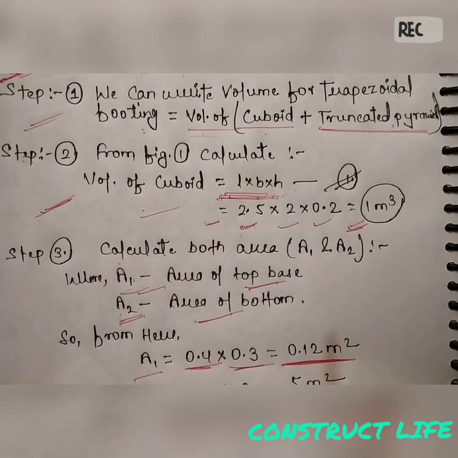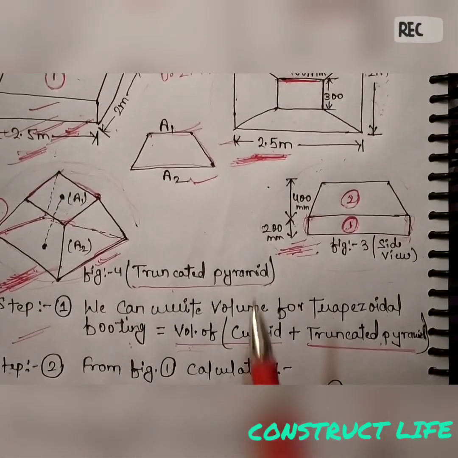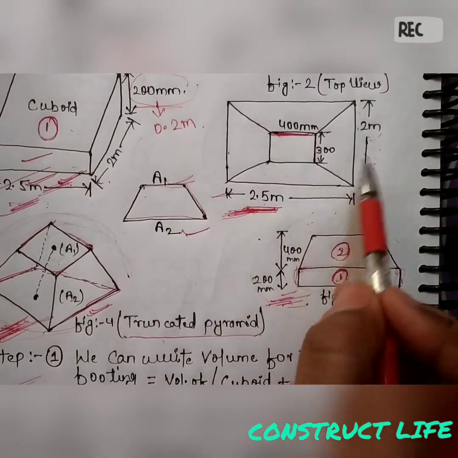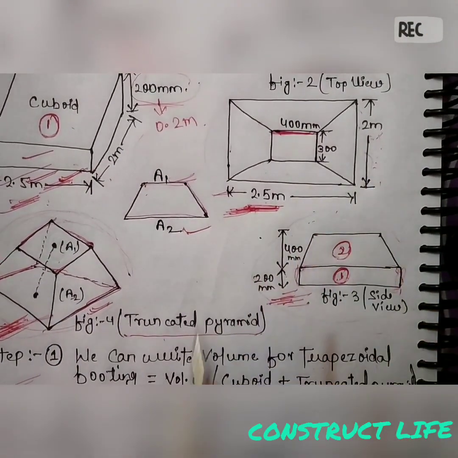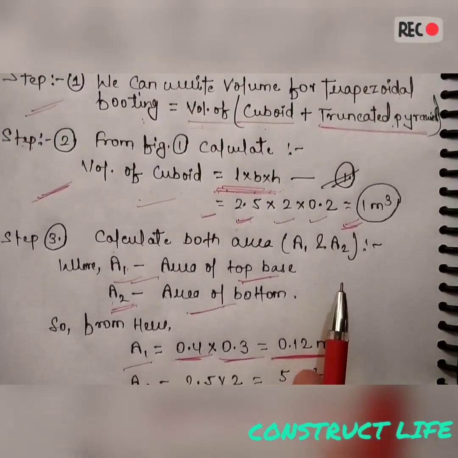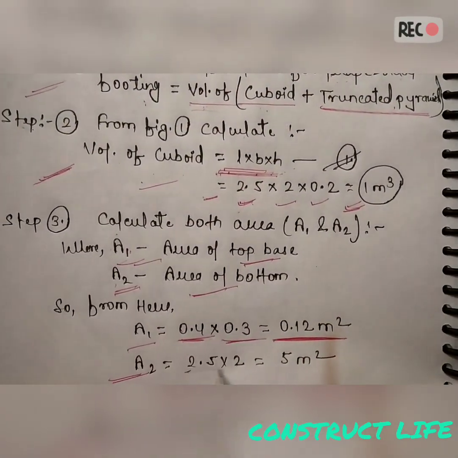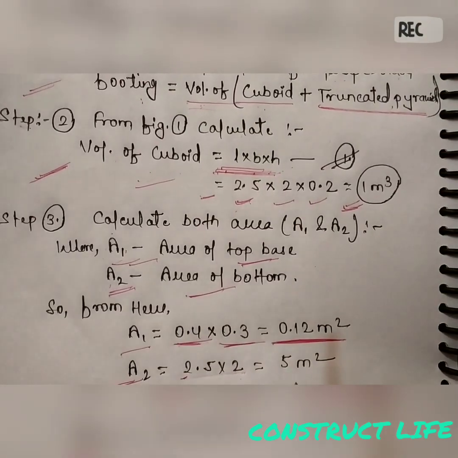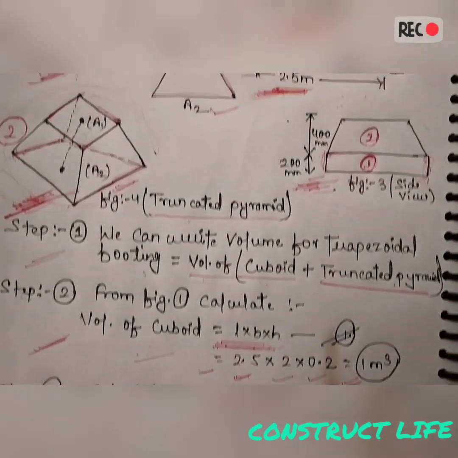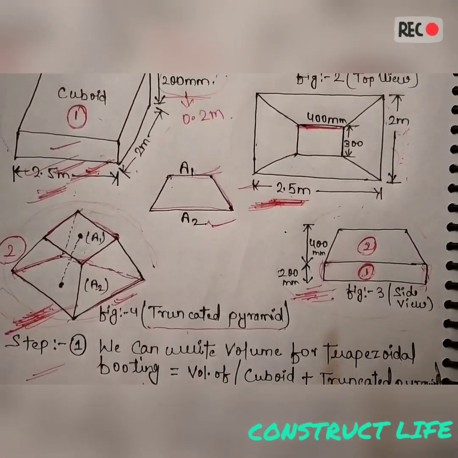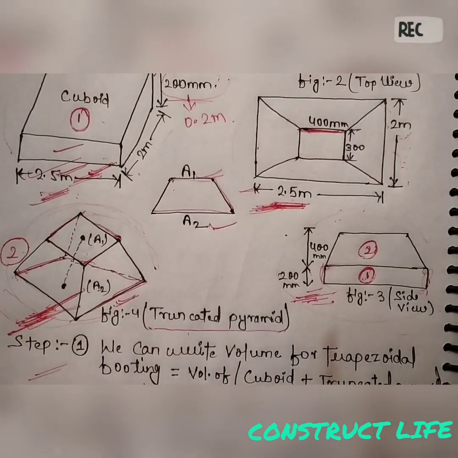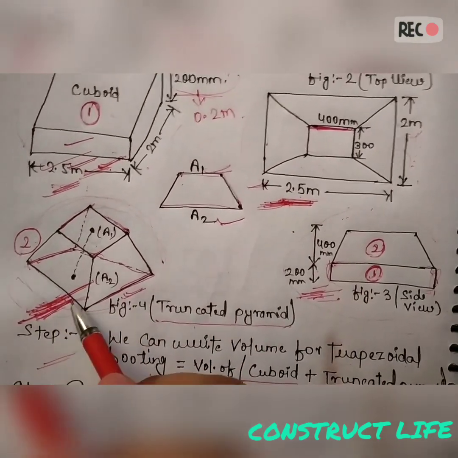Now for calculating A2, here the length is 2.5 meter and the width is 2 meter. So the area A2 will be 2.5 multiplied by 2, and it will be 5 meter square. Now what we will do is, we will calculate the volume of this truncated pyramid. So let's see the formula for this truncated pyramid.